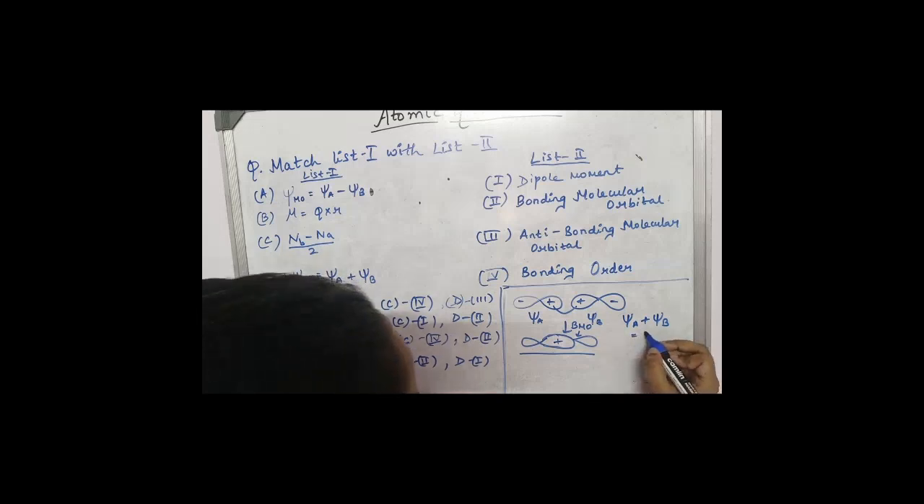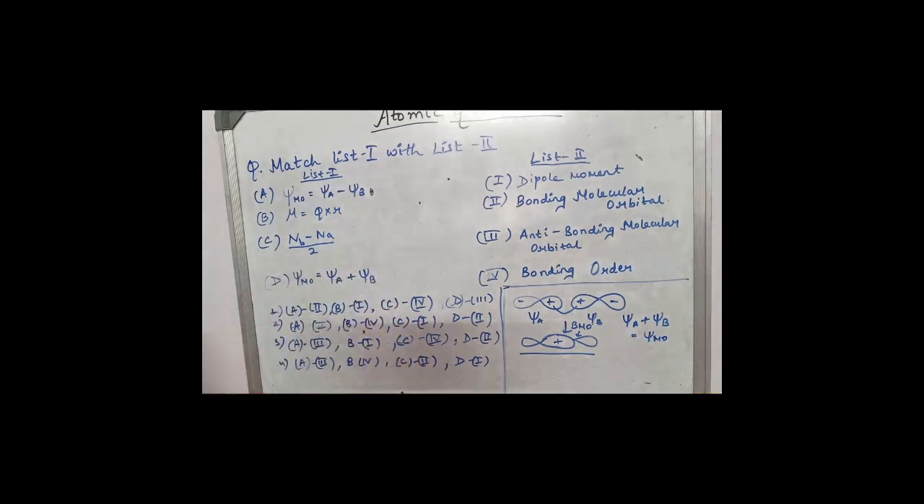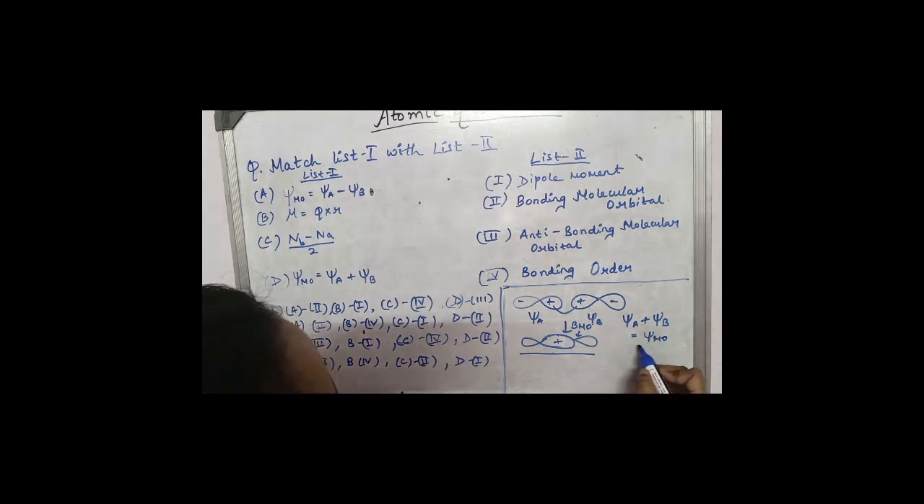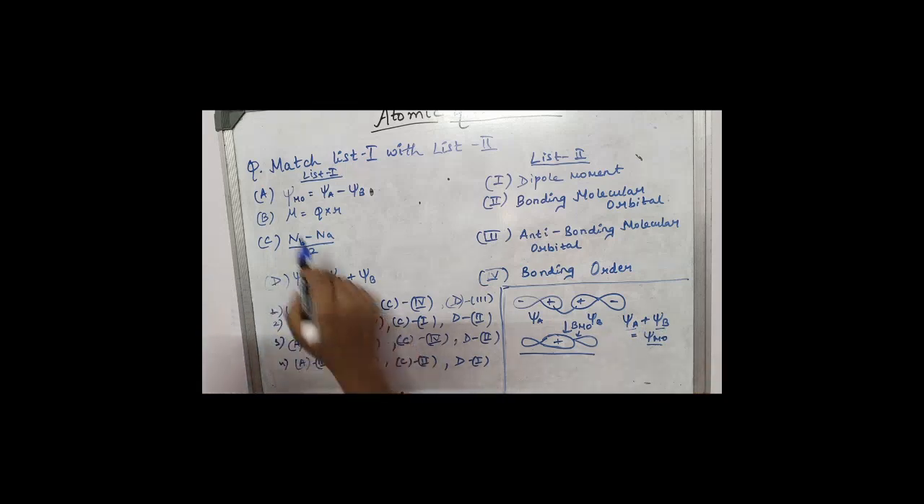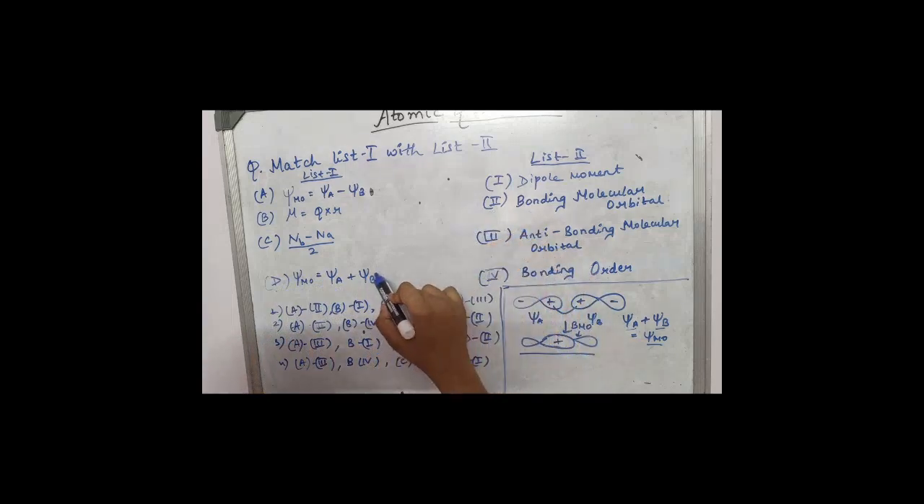So I have explained this to you in a very simple way, but this is much more complex. But for the purposes of understanding it easily, I have explained it in such a way. So here we have added psi A and psi B to form psi MO, and this psi MO, psi A plus psi B, is a bonding molecular orbital. So this we join with this. D is 2. Okay.